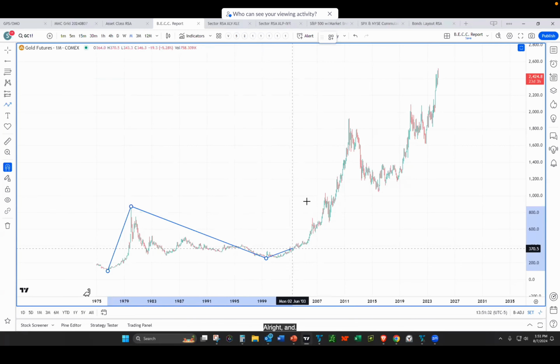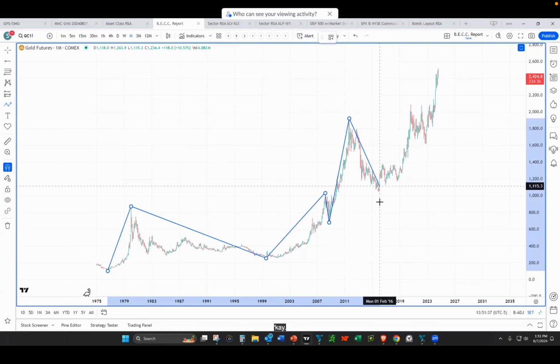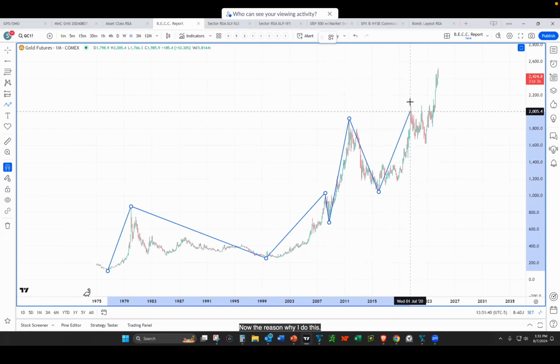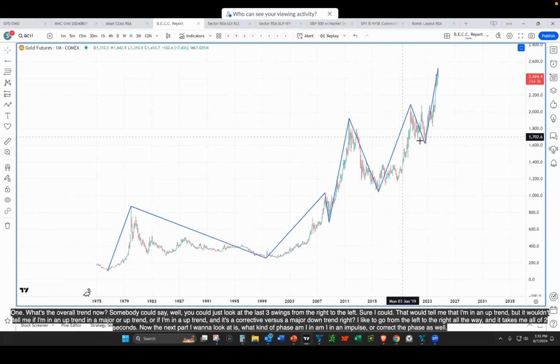All right, and just highlight that. Okay, now the reason why I do this is several-fold. I want to know, one, what's the overall trend? Somebody could say, well, you could just look at the last 3 swings from the right to the left. Sure, I could, and that would tell me that I'm in an uptrend, but it wouldn't tell me if I'm in a major uptrend, or if I'm in an uptrend that's corrective versus a major downtrend, right? I like to go from the left to the right all the way, and it takes me all of 2 seconds.